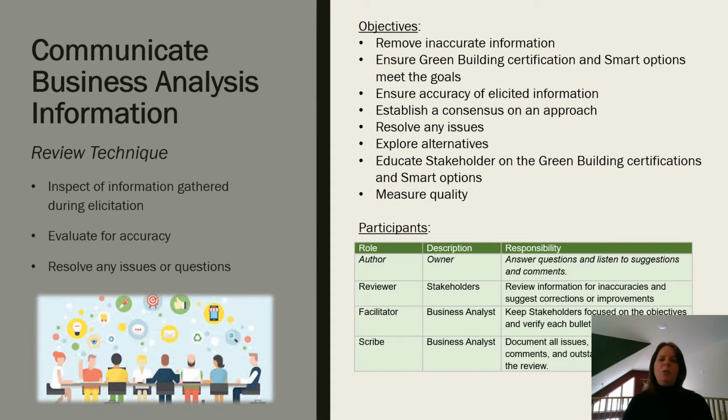The purpose of the Communicate Business Analysis Information task is to ensure stakeholders have shared understanding of business analysis information. If the stakeholders do not receive or understand the information, I need to change the method used. For this task, I used the review technique. During this review, we would inspect information gathered during the elicitation, evaluate for accuracy, and resolve any issues or questions. On the bottom right, you can see the roles that individuals are going to play during this meeting.